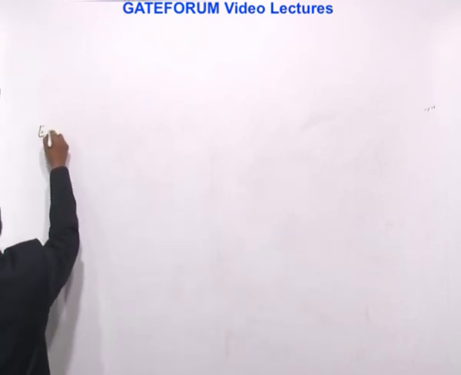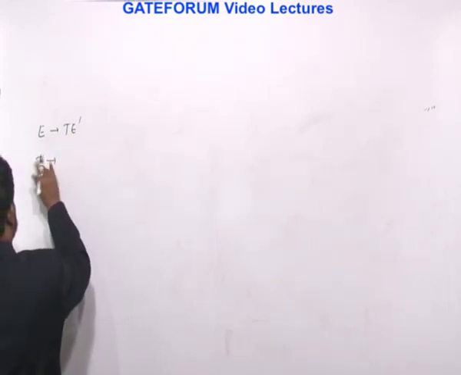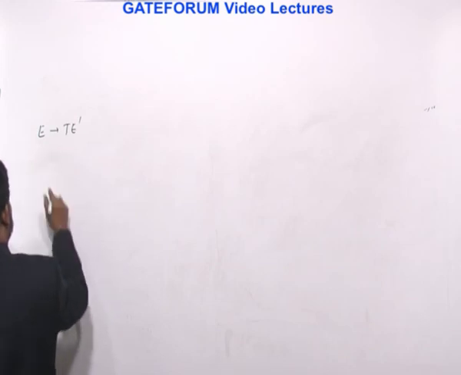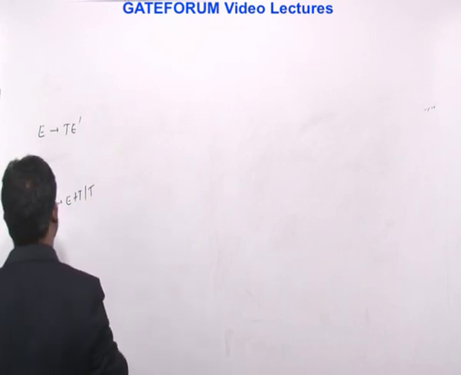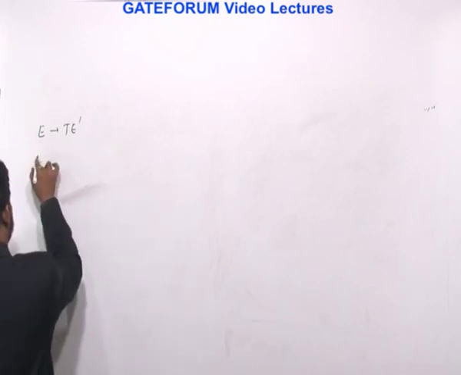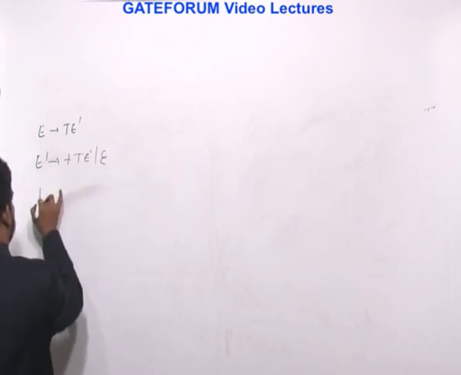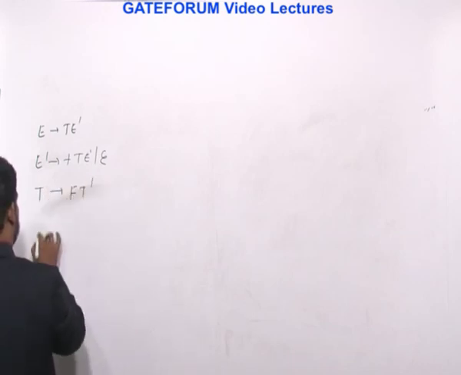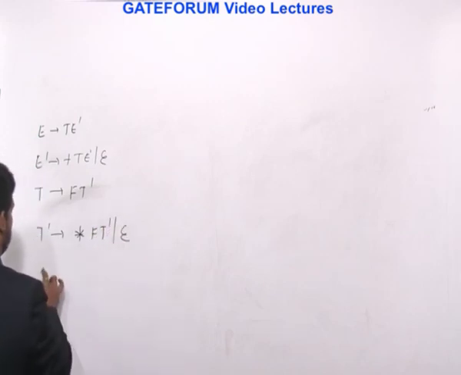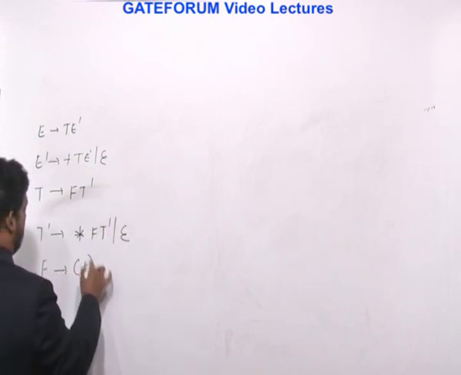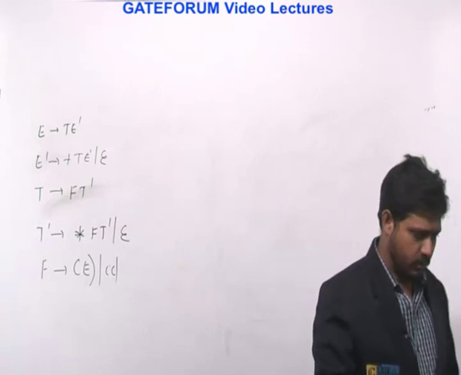So E derives E plus T or T. E dash derives plus T E dash or epsilon. T derives T dash, T dash derives star F T dash or epsilon. F derives opening bracket E closing bracket or id. Okay, and let's have this calculation, a follow calculation.